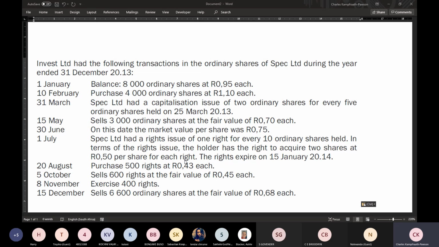So those are also the words that you need to be on the lookout for in a question. It's words like speculative, held for trading, because the moment it's held for trading, the standard says we value them at fair value through profit and loss. In other words, all movements in the value of these shares will go through profit and loss.